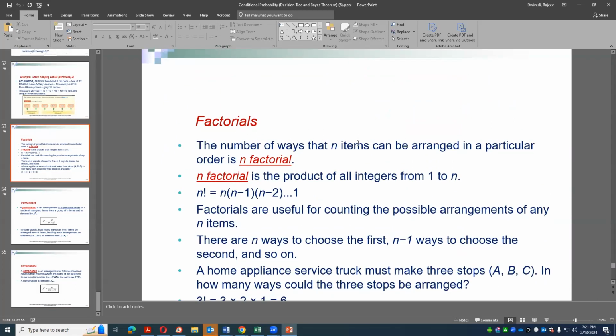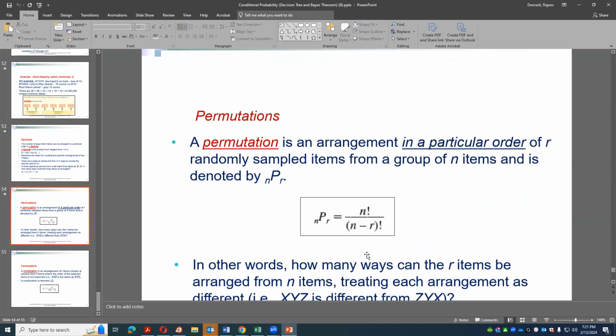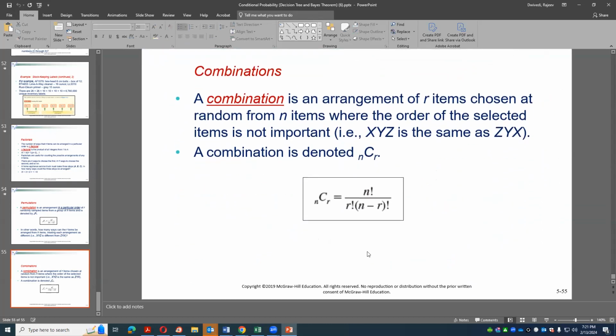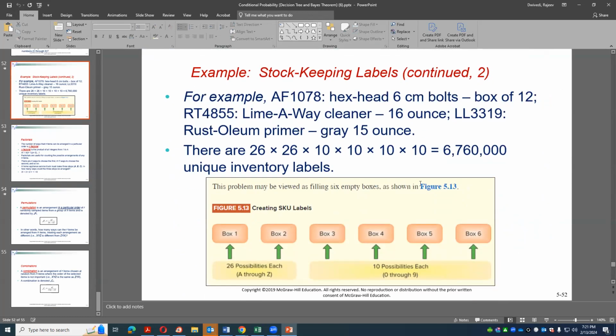Factorial is this: factorial 3 is 3 into 2 into 1. Don't go up to 0, because otherwise, if you multiply it with 0, everything will be 0. So factorial is this, then permutation and combination. So this is about module number 1 or chapter number 5 from the book.